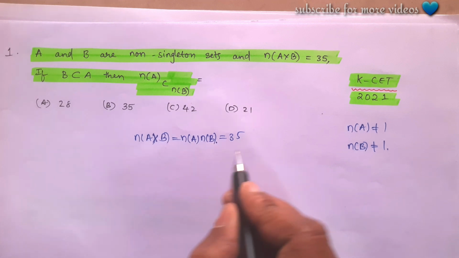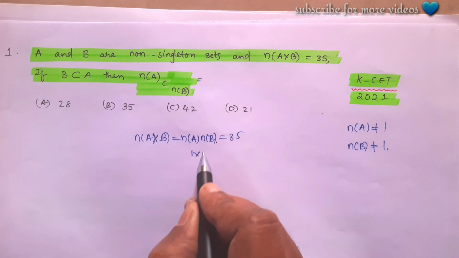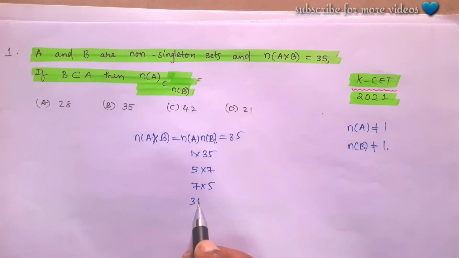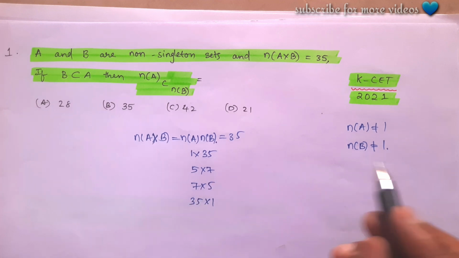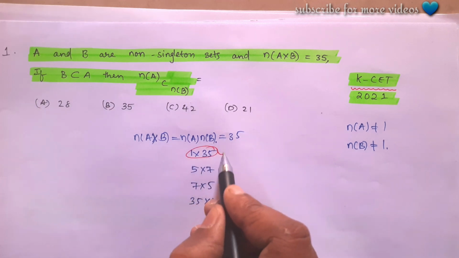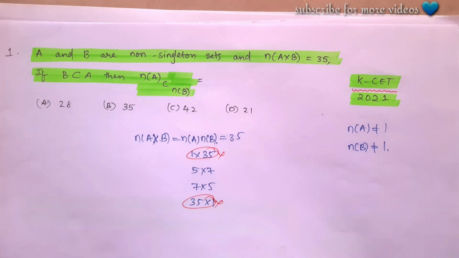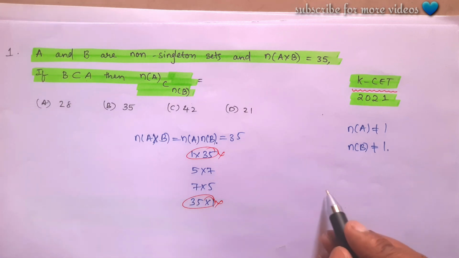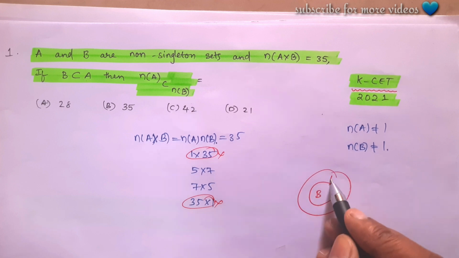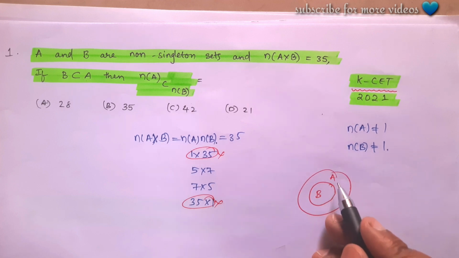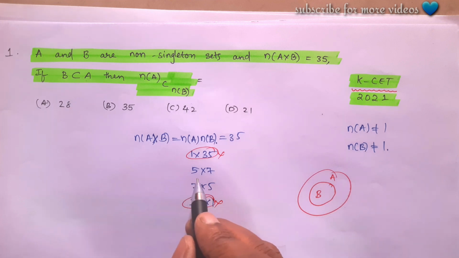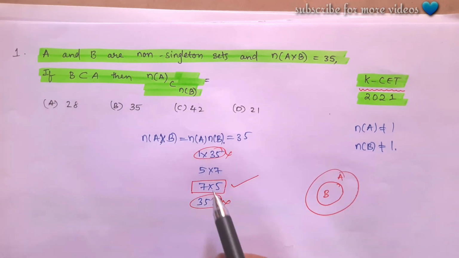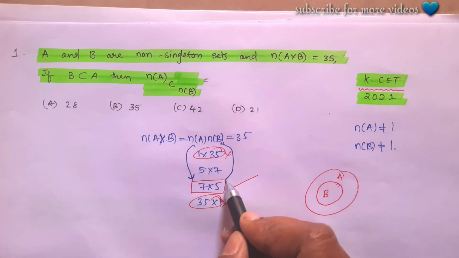So what are the factors? First I will write the ways to get 35: 1 into 35, next 5 into 7 is 35, 7 into 5 is 35, 35 into 1 is also 35. But as they said, these are non-singleton sets, so this case will be eliminated, this case also will be eliminated. And again they said B subset to A, so this is like B and this is like A. B always will be there in A, so A will be largest. So this case we have to take. Now we need to find this. So we got n of A value 7, n of B value 5.